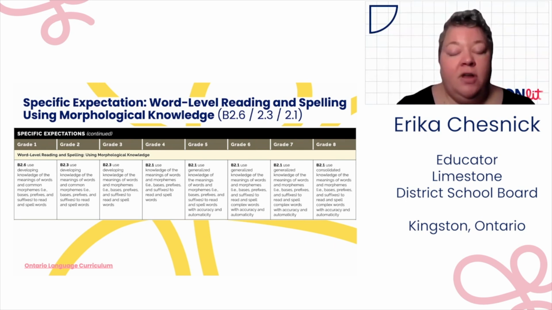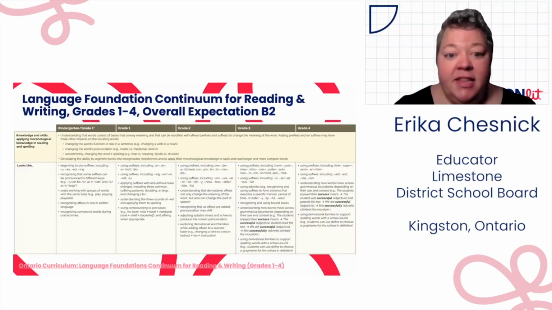What's important to note, however, like all other specific expectations in the B2 strand, is that there is a built-out appendix that gives more detail to the specific morphemes that students need to know each year from grades K1 to grade 4. The information outlined in the accompanying continuum for B2 gives a very detailed and specific scope and sequence for teaching morphemes in kindergarten, grade 1 to grade 4.